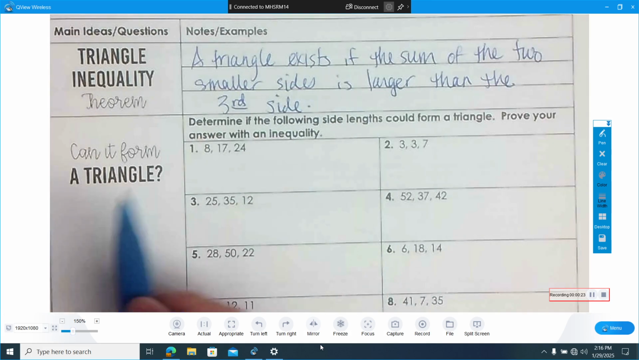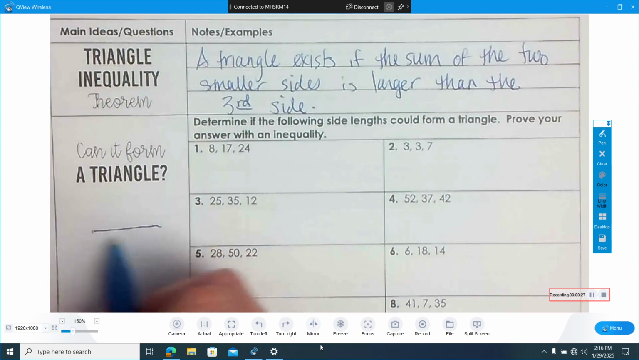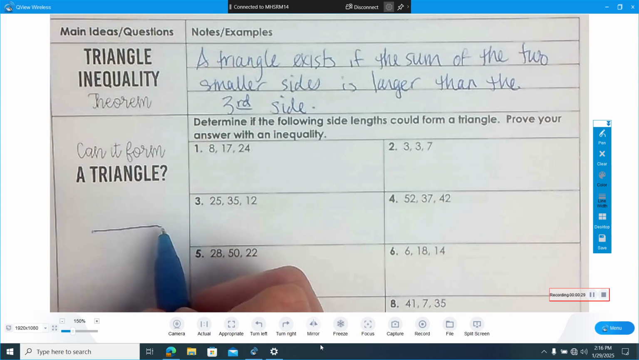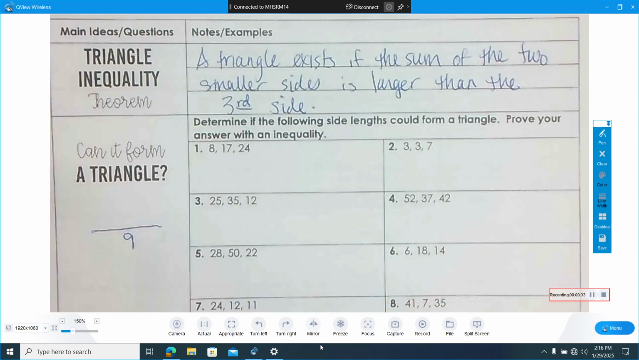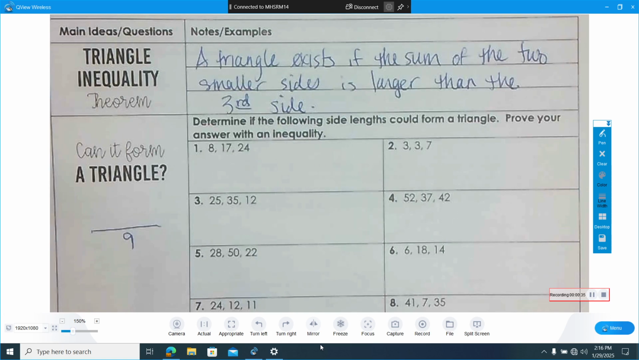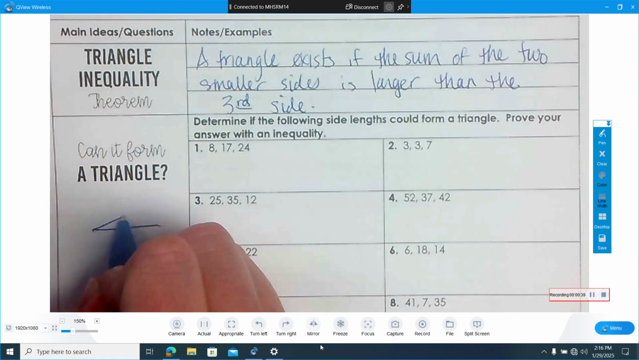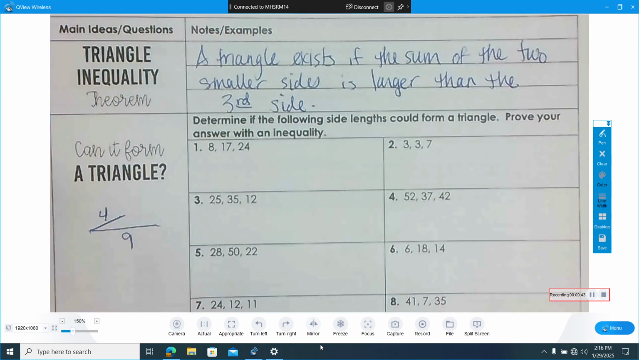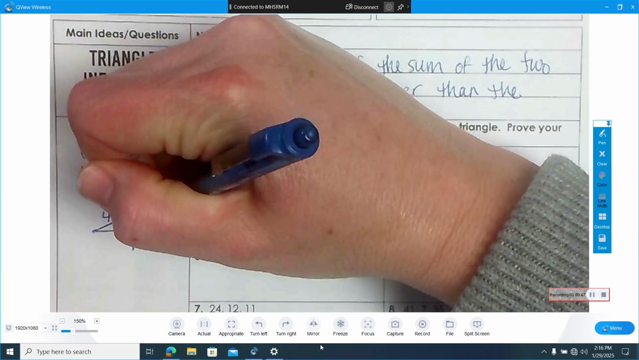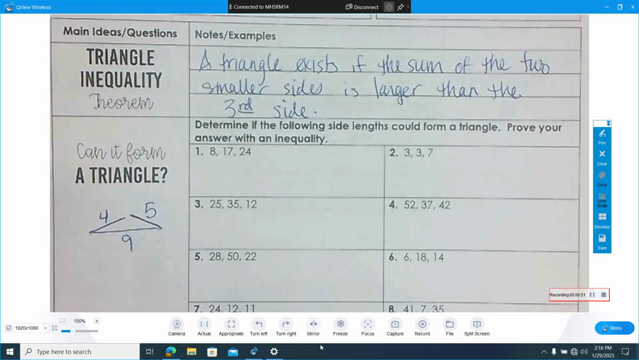Okay, so let's draw a little triangle here. This is the base of my triangle, and I'm going to say it is 9 units long. This side of my triangle has a side length of 4. And the third side here has a side length of 5.